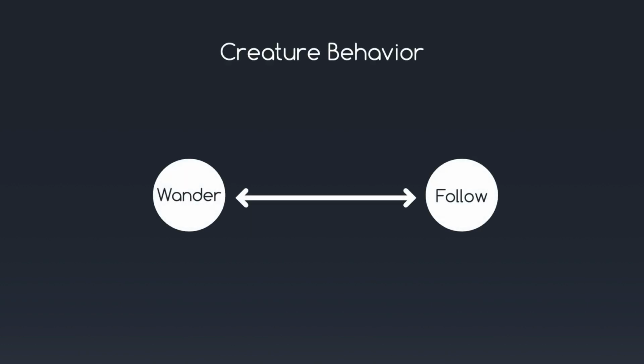In my case, and so far, I have two states that a creature can be in, either wandering or following. Its initial state is wander, and when a player is detected, it will switch to the follow state where it will chase the player as long as the player is within its detection area. If the player leaves that area, then it reverts to wandering.